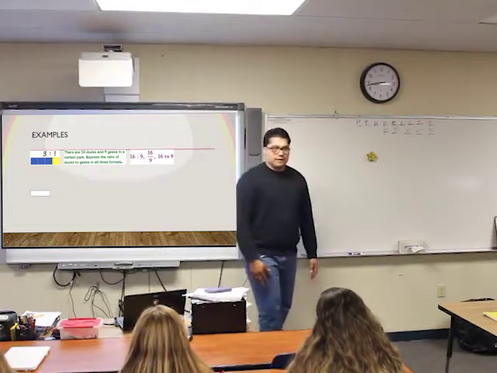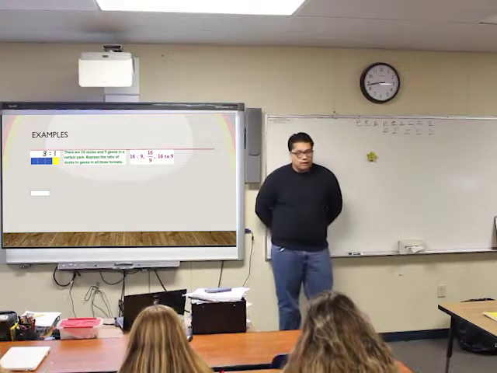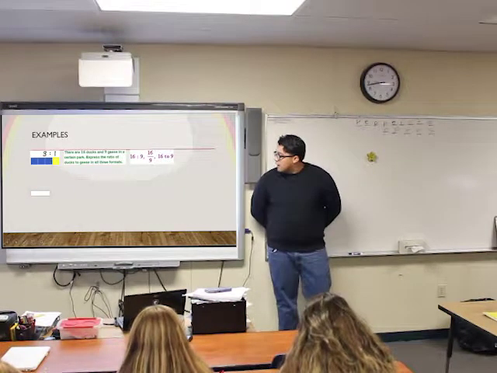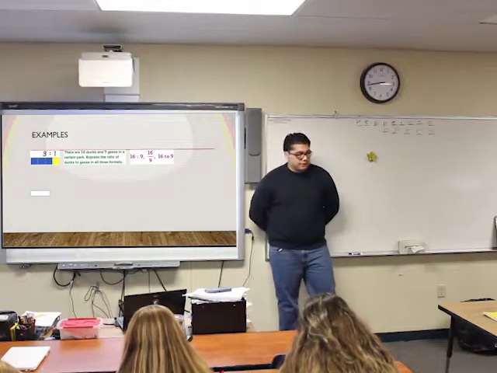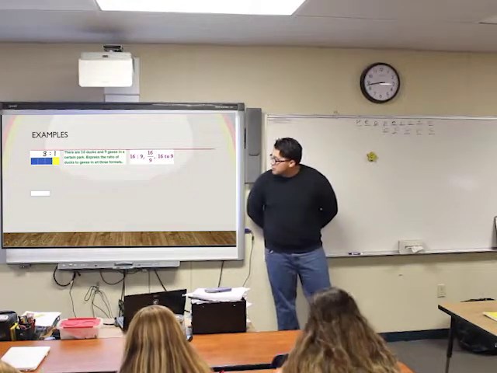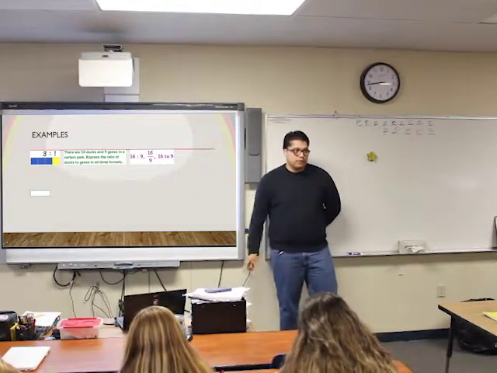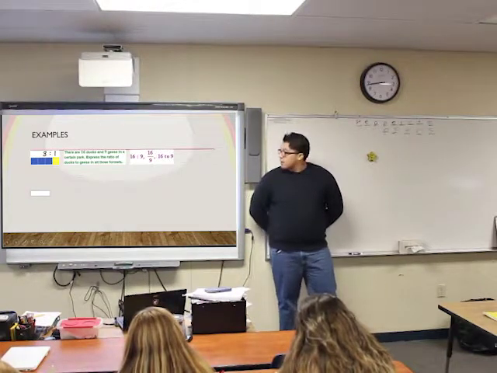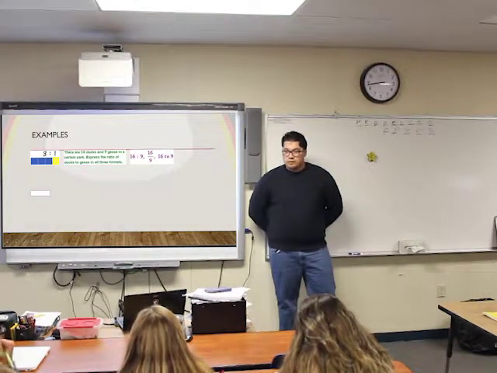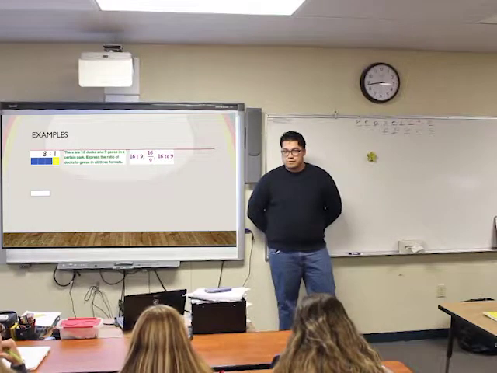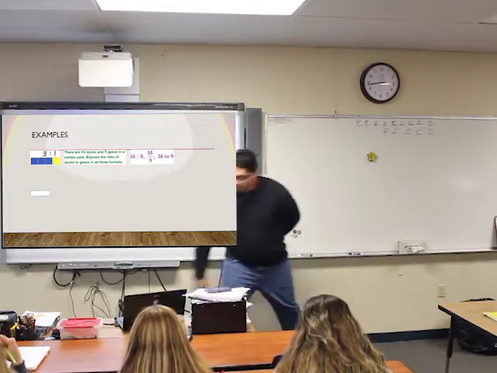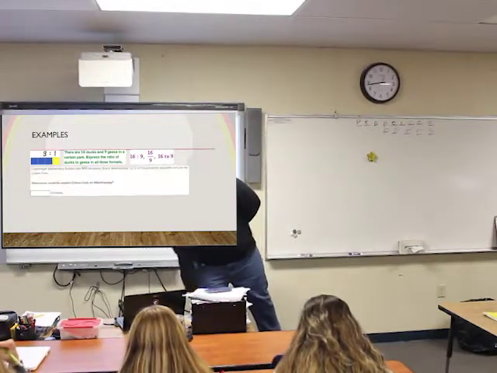So you should pretty much get this, right? The reason they put 16 first is because they wanted the ratio of ducks to geese. If it's geese to ducks, you just flip the numbers. Make sense? How about percentage wise?